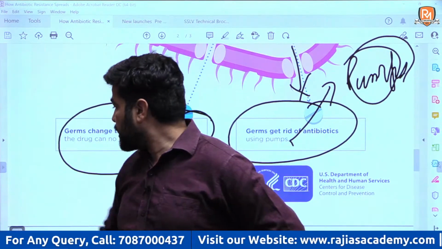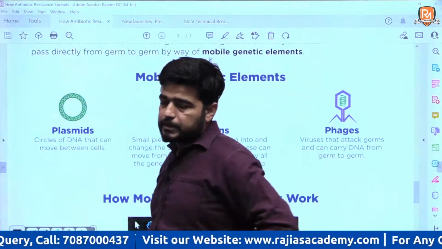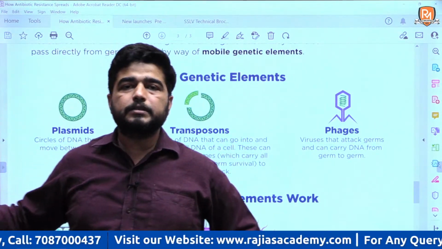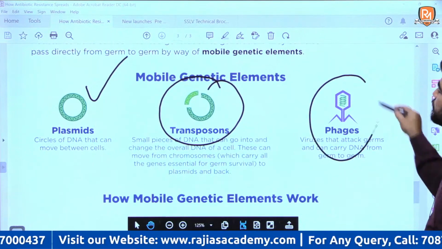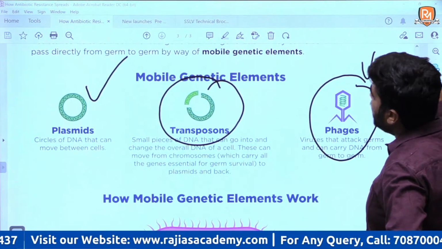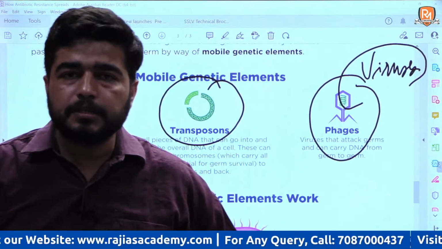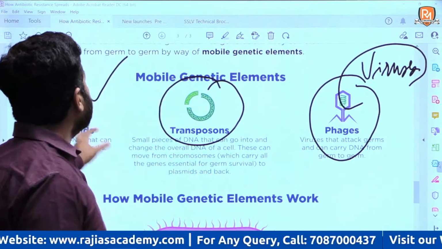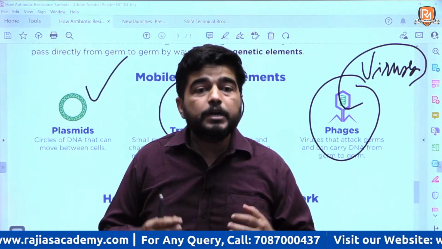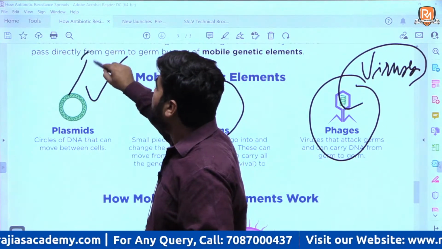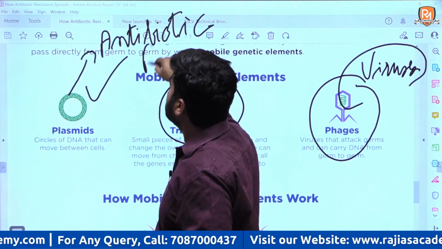And how are these transferred between different bacteria? There are different ways: through plasmids, through transposons, and through some viruses. All this information is embedded in genes. A plasmid is a small circular DNA present in some bacteria, not all, which carries antibiotic resistance genes.